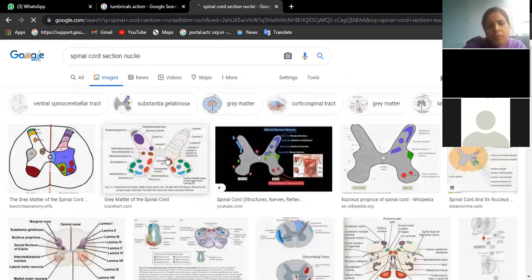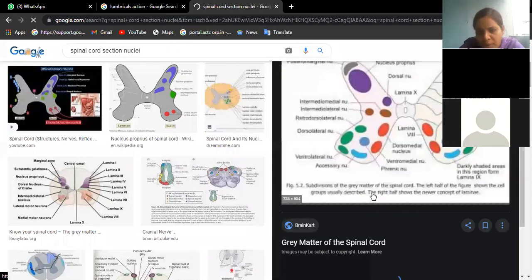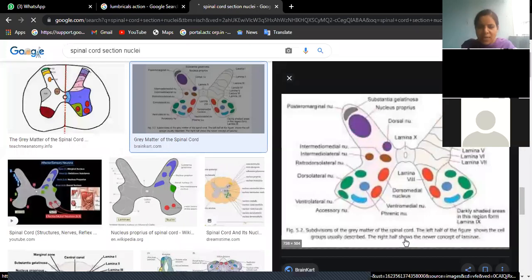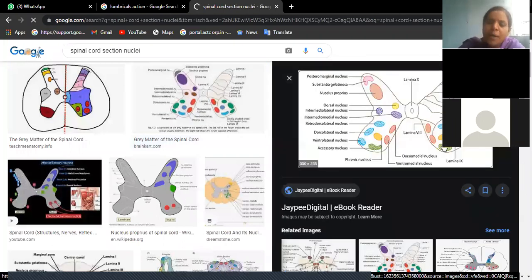See. In the gray matter, you are supposed to draw the various nuclei. It's not opening. So the various nuclei, what are you able to see on the screens? There are certain nuclei. Yes, ma'am. So you are supposed to show these nuclei, beta, when you draw the cut section of spinal cord. Okay, again, this is anterior horn. The thin one is the posterior horn.